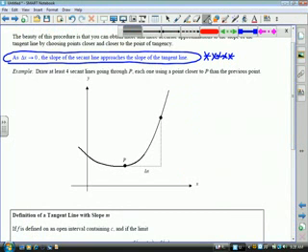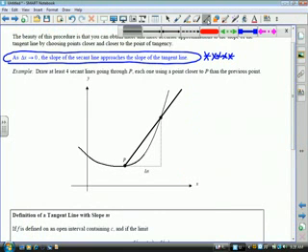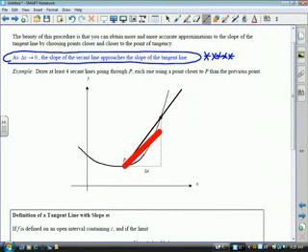So here's what ends up happening. If I draw a line through those 2 points, and then let's say I draw a line through those 2, and then let's say I draw it through those 2.